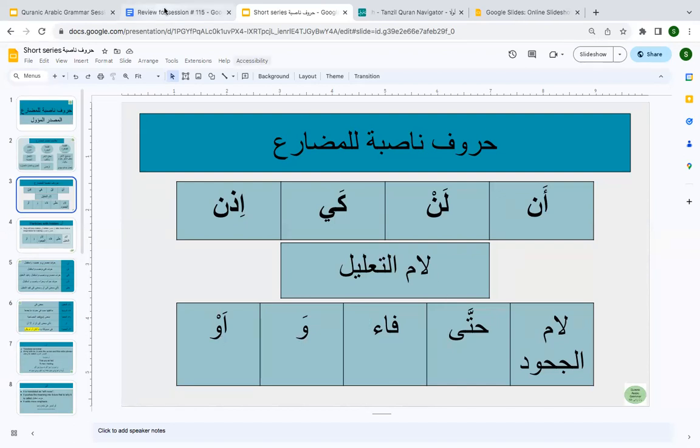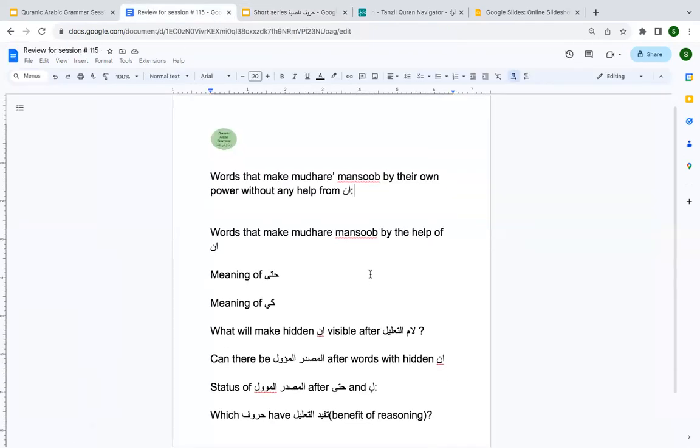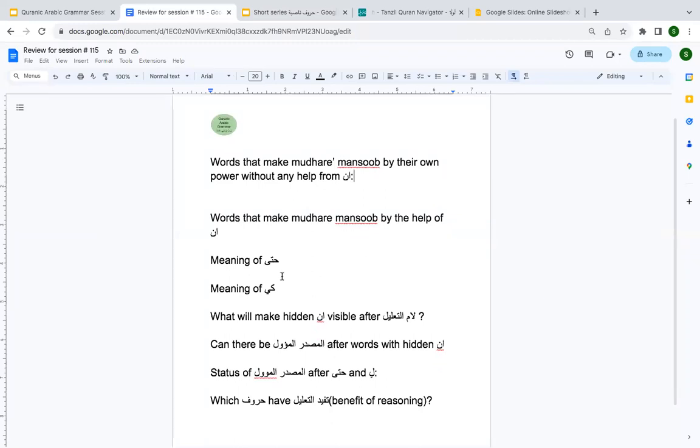Lamu ta'lil is a little different, and I'm going to ask you in the review, and then you can tell me about it. So what is the meaning of hatta? Who can tell the two meanings of hatta that we have covered in our last session? One is until, yahan tak ke, bilkul, and the second one is so that, take, right? It has a benefit of giving you the reason why an action should occur as well. It can come in the meaning of kay as well. Very well done.